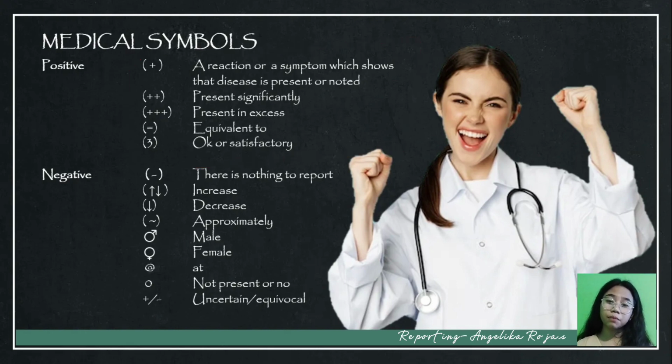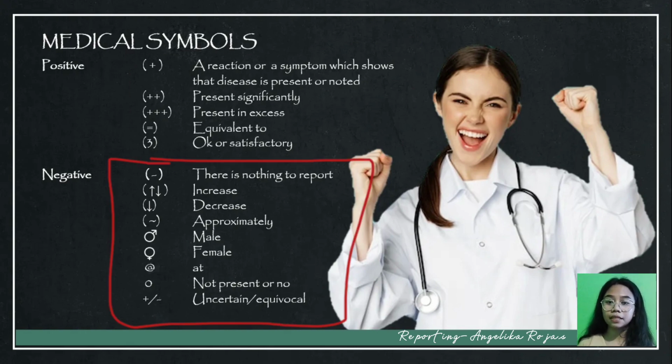Our negative symbols include the following. The minus symbol, which means there is nothing to report. The upward arrow, which means increase. The downward arrow, which means decrease. The tilde means approximately. The Mars symbol means male. The Venus symbol means female. This symbol means at, per symbol means not, percent, or no. Lastly, the positive and the negative symbol means uncertain or equivocal.